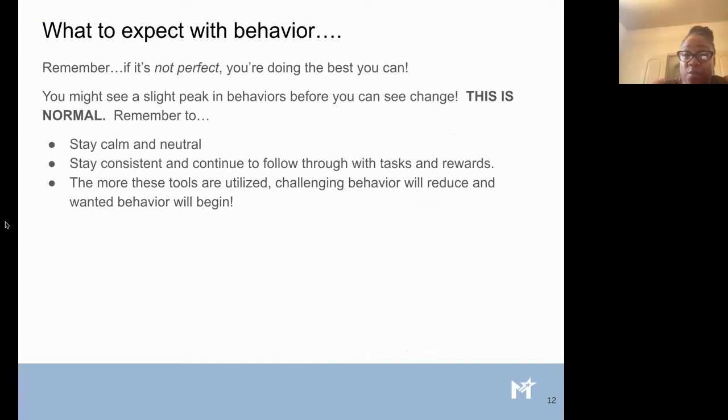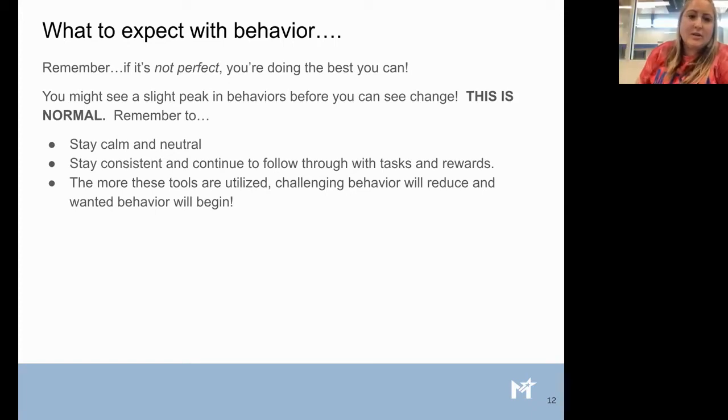What to expect with behavior. Remember, it's not perfect, and we all are doing the best that we can. You might see slight peaks in behaviors before you see any change. So sometimes you may see, you know what, this is not working, but the saying is it gets worse before it gets better. 9 times out of 10, that's what you'll see. But again, remember, just stay calm and neutral, stay consistent, and continue to follow through with tasks and rewards. The more these tools are utilized, challenging behaviors will reduce and wanted behaviors will begin.